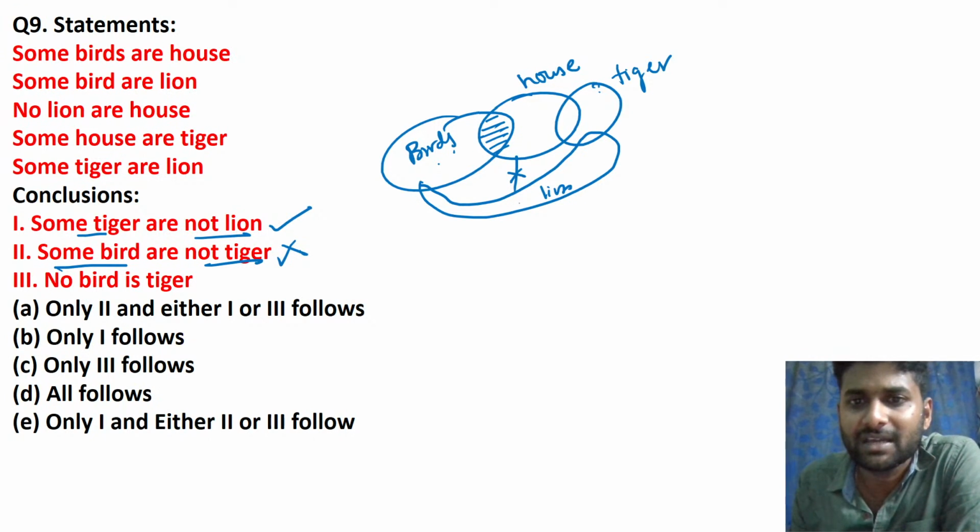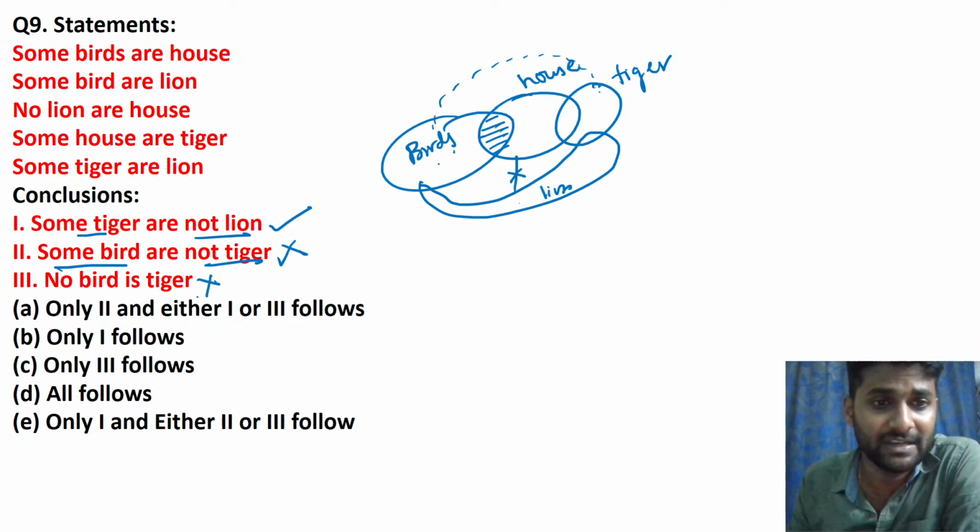Next one. No bird is a tiger. So we can assume a relation. Some birds can be a tiger. All birds can be a tiger. There is a chance. That's why it is also invalid. But here there is a chance. Bird, tiger, objects are same.